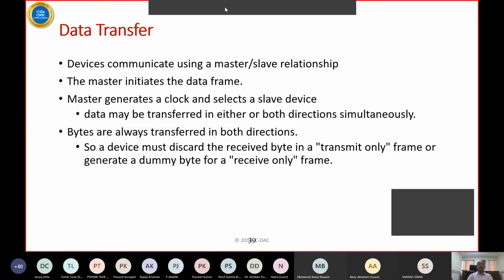If you are wanting to read the data, then you send a dummy byte. Okay, that is the way it works. It may look a little complex, but the USP of SPI lies in it being very simple to implement from the hardware's perspective.